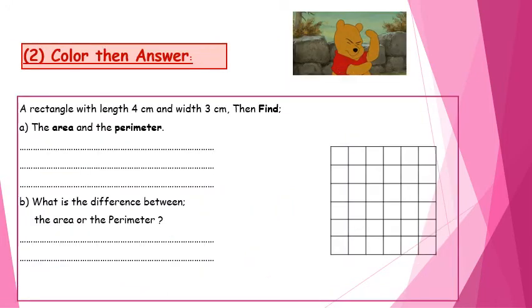The question here tells me to color then answer. Okay, I have here a rectangle with length 4 centimeters and width 3 centimeters. Then I want to find the area and perimeter.